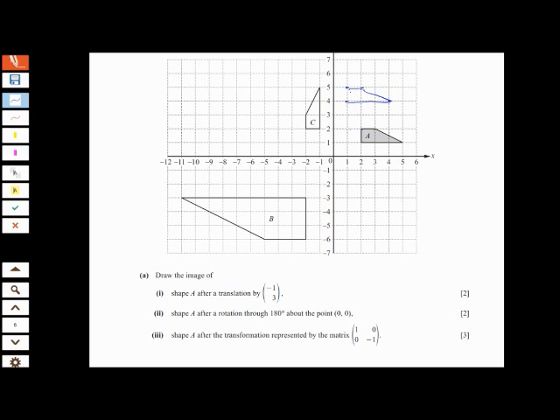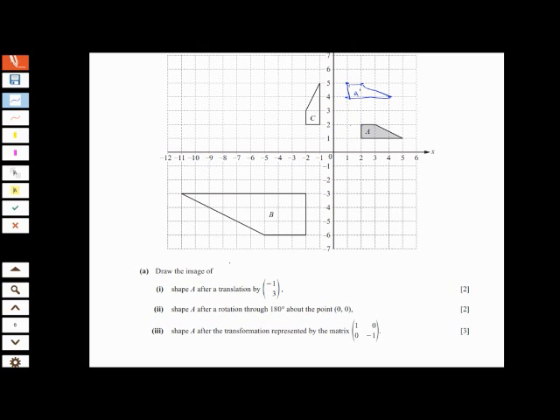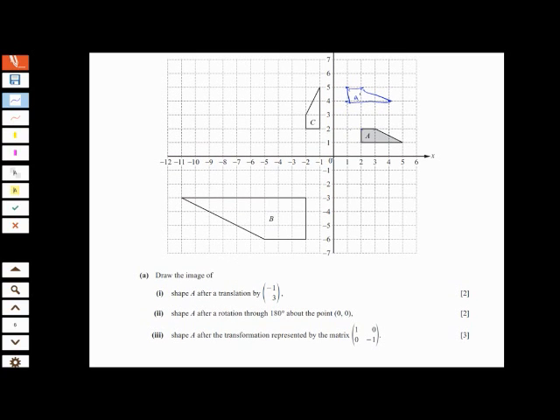Right. Now shape A after rotating through 180 degrees about the center, which is here. Now imagine a clock arm, like so, which rotates 90 degrees anti-clockwise. It doesn't matter if it's clockwise or anti-clockwise because it's 180. So when you rotate it, it will be like this. One more time, it will look like this. So now this is the first point. Do the same thing here.